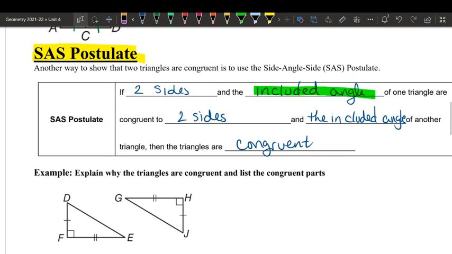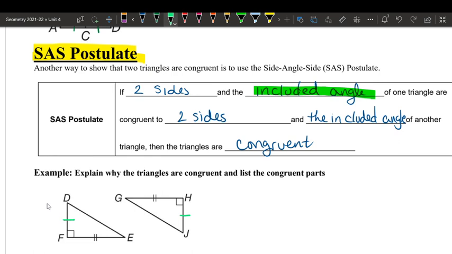Alright, so we're going to explain why the triangles are congruent and list the congruent parts. Okay, so we have that DF is congruent to JH because it's marked with 1 line. And I'm trying to figure out which order to put the letters in.